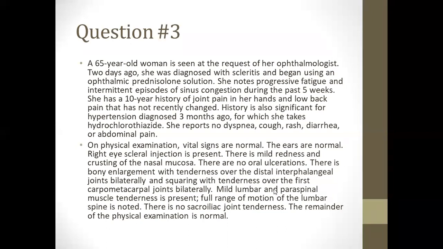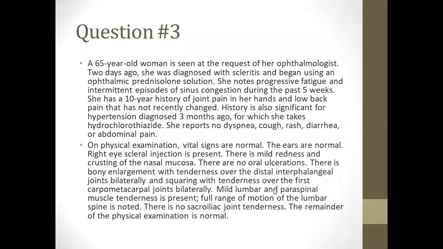Her vital signs are normal, ears normal, right eye is injected, mild redness and crusting in the sinuses, no oral ulcerations, bony enlargement with tenderness over the DIP joints and squaring of the first CMC joints bilaterally. What is that? Almost always, that's osteoarthritis. And if they've got it on your test, that's just run-of-the-mill osteoarthritis. So there's nothing there that should get your attention. She's just got OA there.